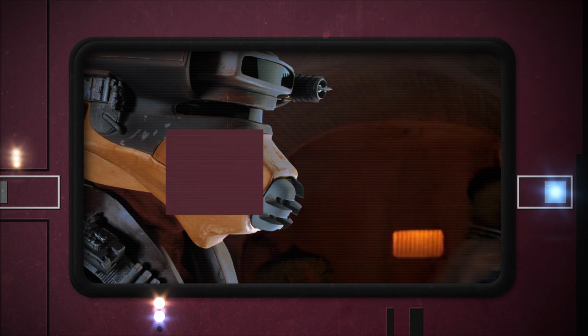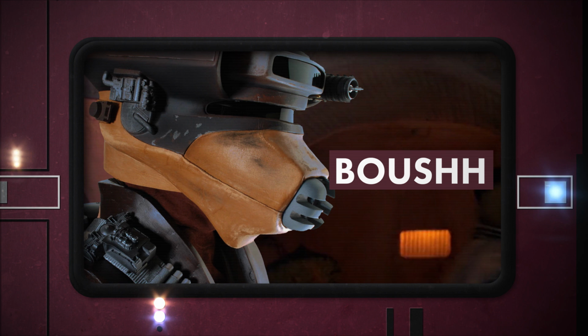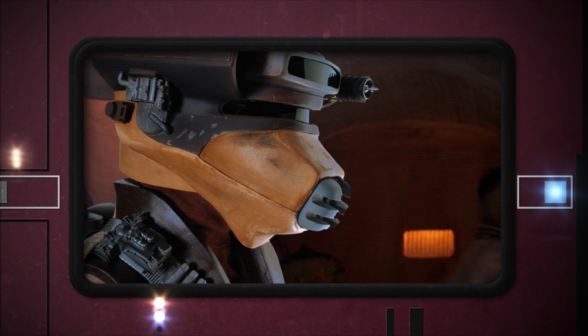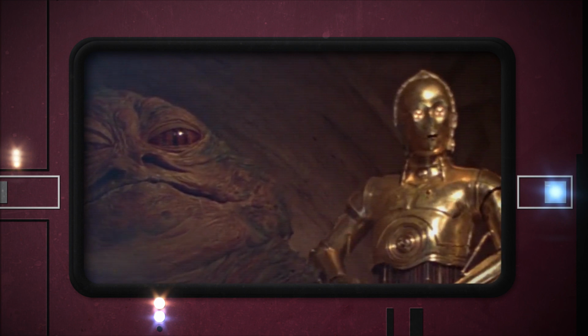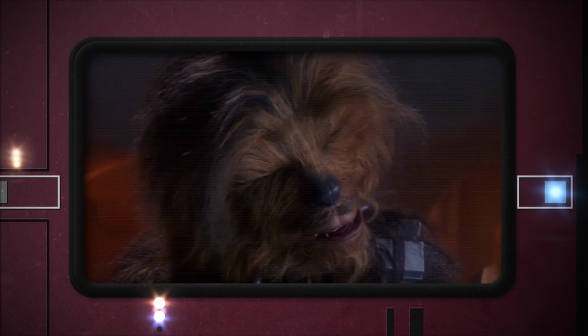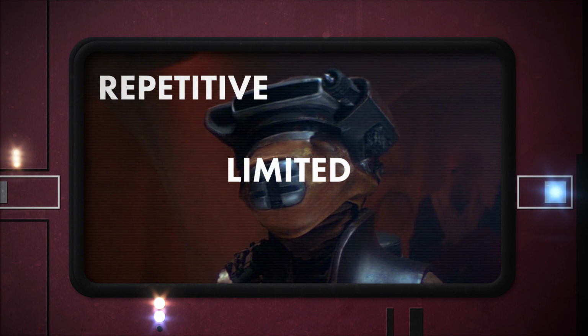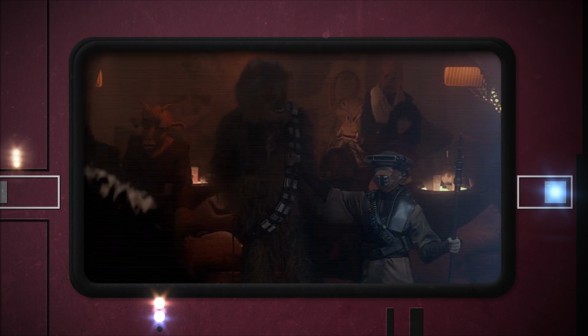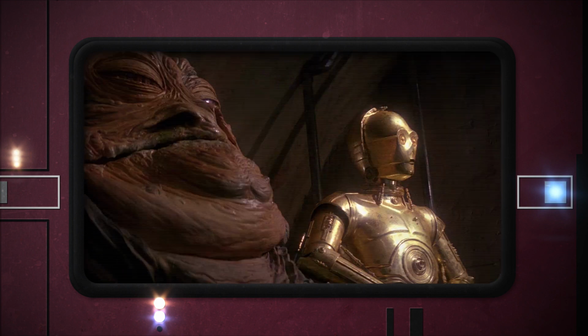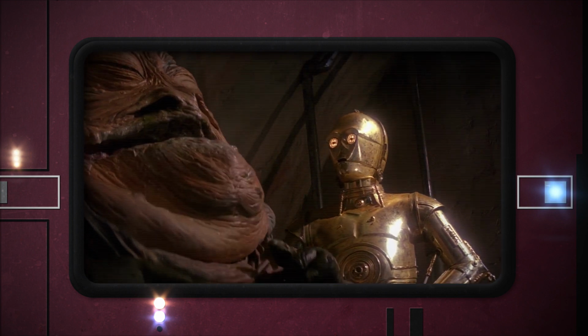This language is called Ubese, and is the preferred language of bounty hunter Boushh. Leia takes the persona of Boushh as a disguise to enter Jabba's palace, and she negotiates in Ubese, using C-3PO as a translator. Ubese sounds really repetitive and limited, and it's almost comically simplistic given the translations given for certain phrases. You know. 50,000, no less.